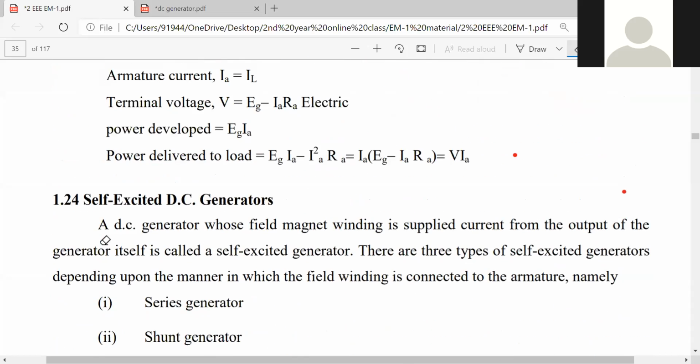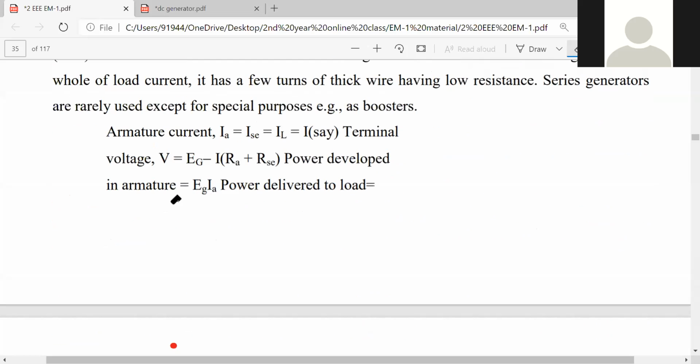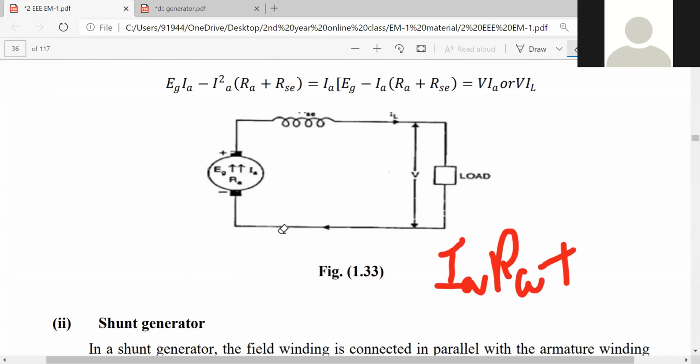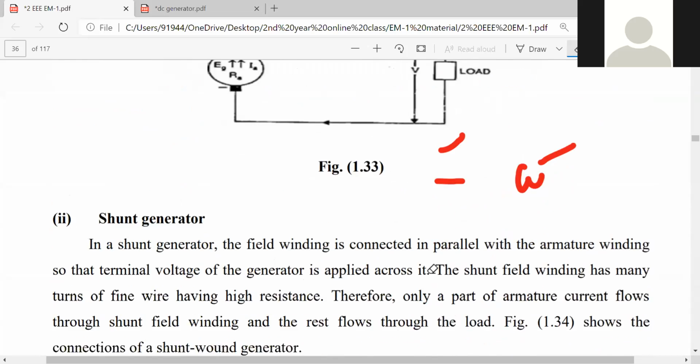So that is a series generator. In a series generator, the three currents are equal. We covered the generator voltage, power developed and power delivered to the load. This is the series generator electrical circuit.